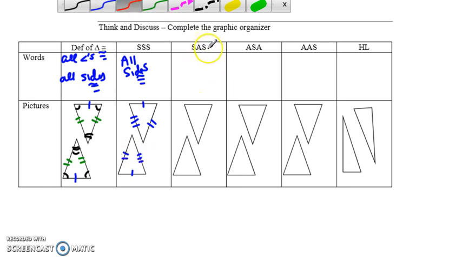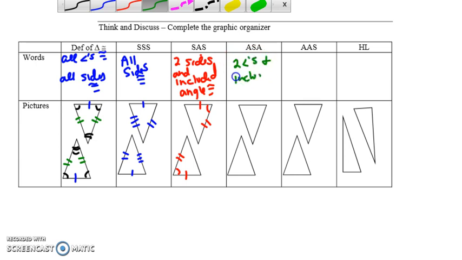And then side angle side, which means we have two sides and the included angle congruent. And it has to be that angle that is congruent. So like this, and then the one between the two sides, and then this, and then the one between the two sides. All right, then we've got angle, side, angle. So two angles and the included side congruent.